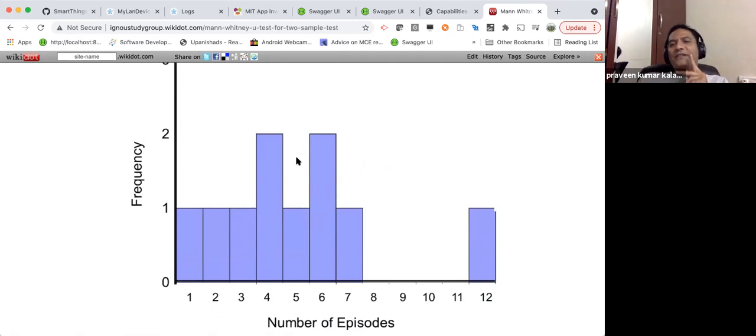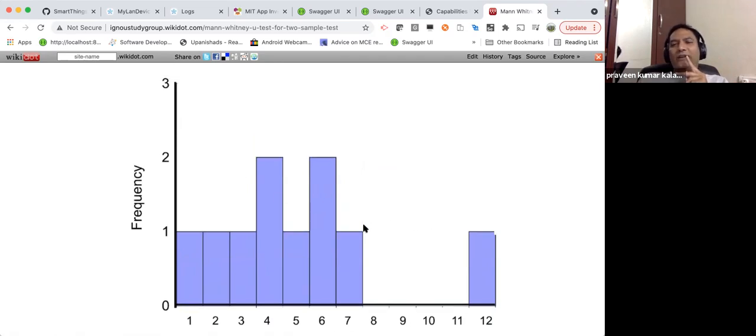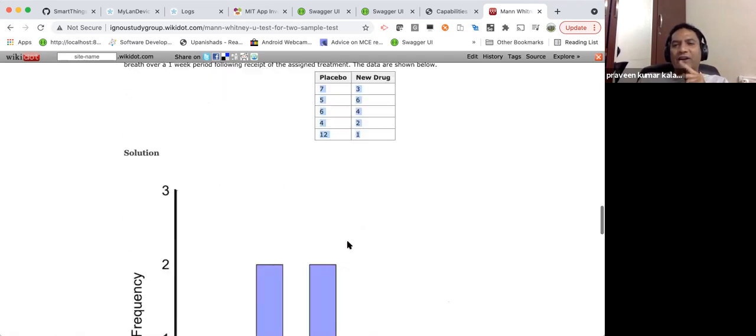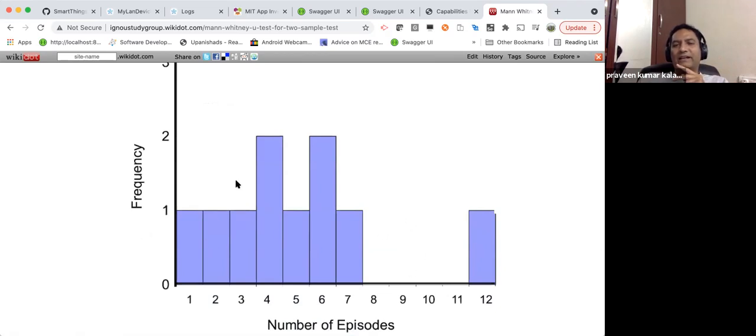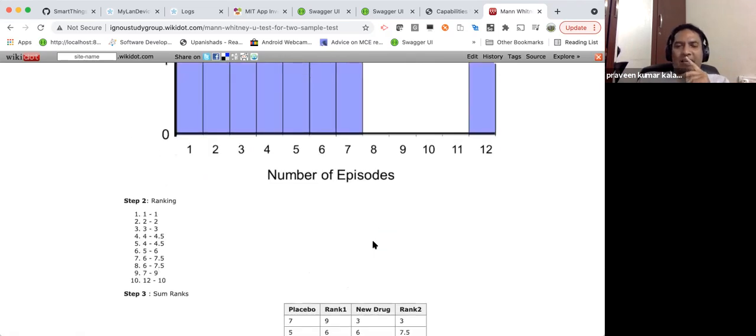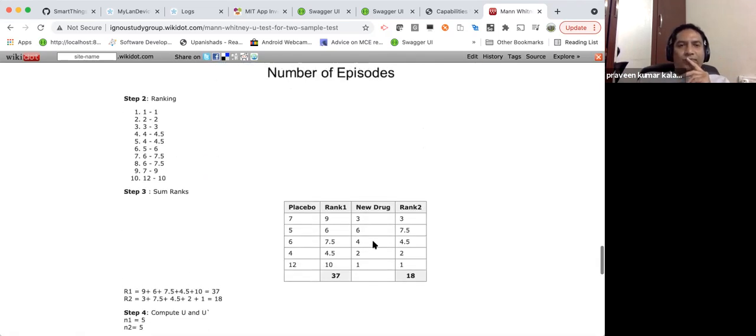Now, what is this graph? This graph is just to show that the values I have are not really normally distributed data. It is like random. So this is not a normal distribution. So what is the first step? Post the hypothesis, obviously. My second step is ranking the data.